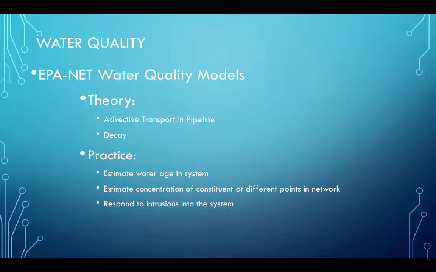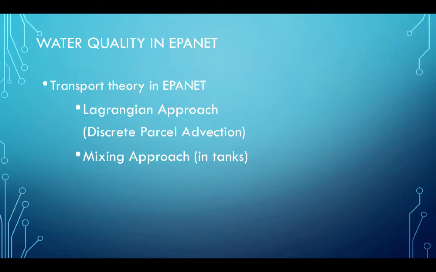Brief review of the theory of advective transport, decay reactions, and then in the practice it's used for estimating water age in the system, estimating the concentration of a constituent at different points in the network at different times, and can be used to help design responses to system intrusions or repairs. So in EPANET, transport is by Lagrangian approach.